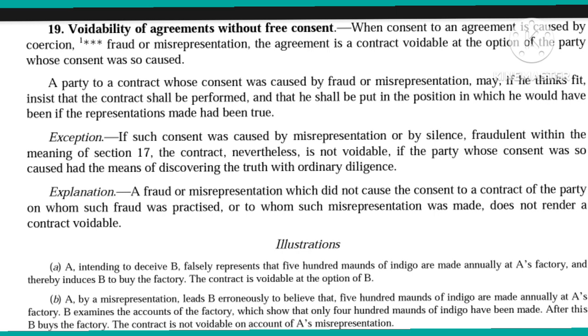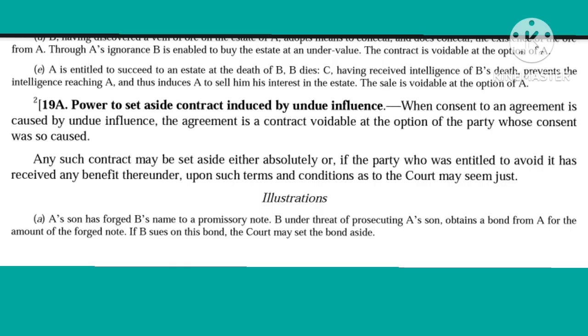Now, since the consent of B has been obtained by misrepresentation or fraud, in a wrong way, the contract is voidable at the option of B. Similarly, section 19A of the Contract Act says that when consent to an agreement is caused by undue influence, the agreement is a contract voidable at the option of the party whose consent was so caused. So, if the consent of the parties to the agreement has been obtained by undue influence, then the party whose consent has been so obtained can set aside the contract. This is section 19A.